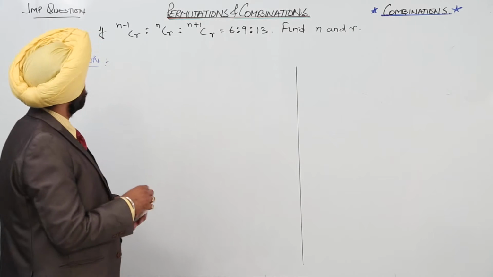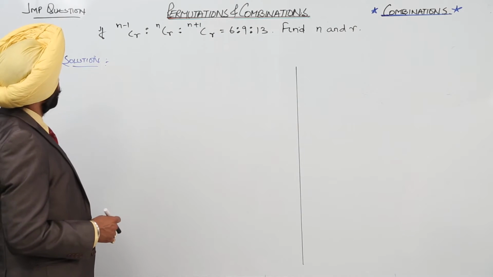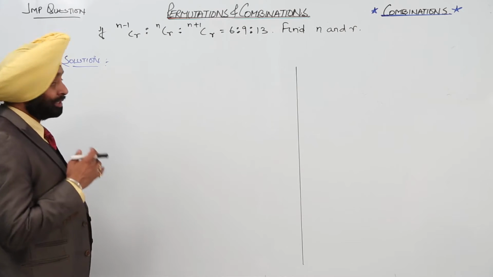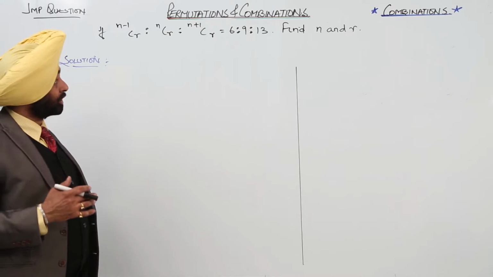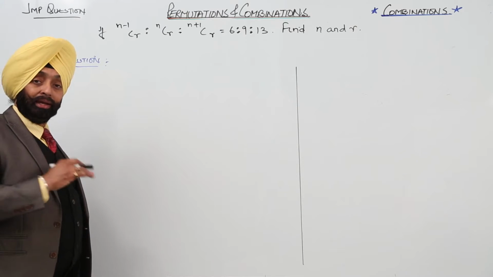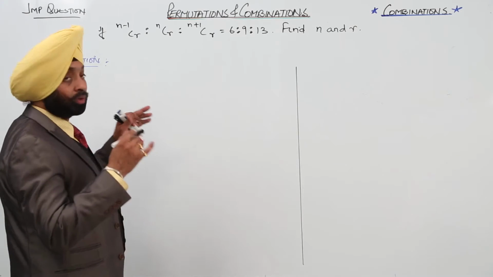Now in this question, it is given that the ratio of n minus 1 CR, nCr, and n plus 1 CR is 6 ratio 9 ratio 13, and we have to find n and r both. Okay, so what can we write?